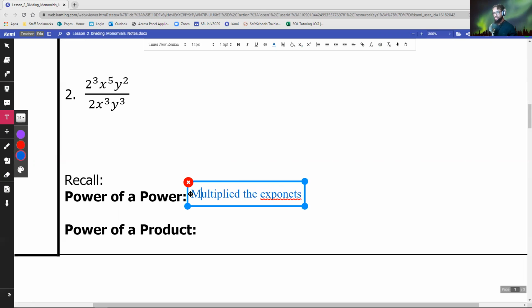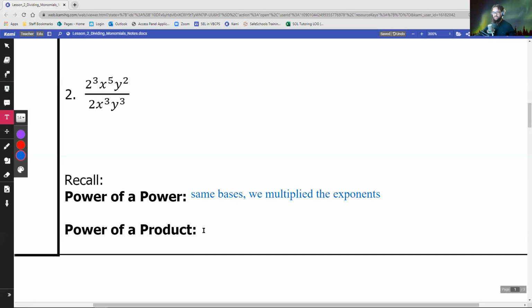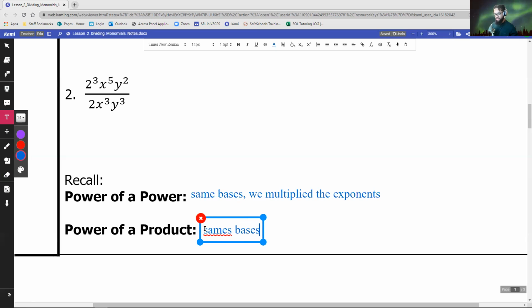Actually, let's say it a little differently. With the same base, we multiplied the exponents. And then with the power of just a product, once again with the same base, we added the exponents.